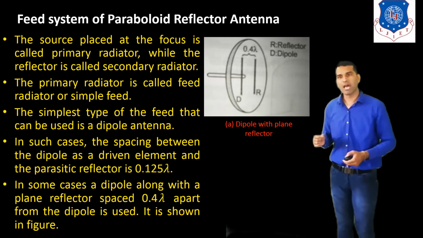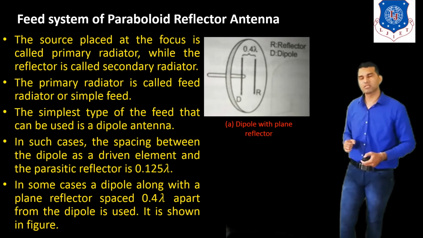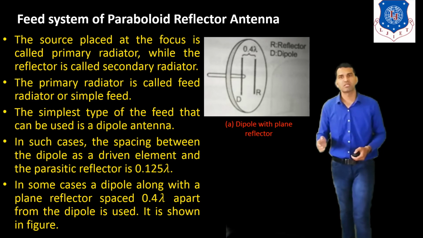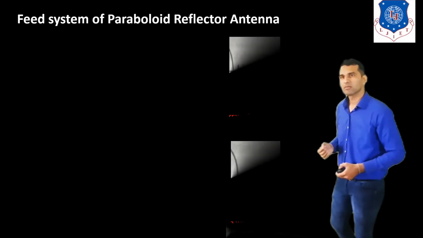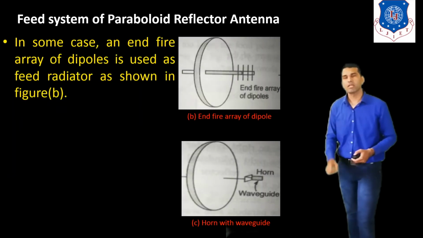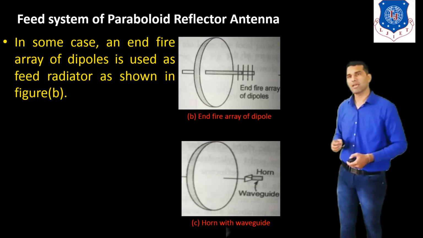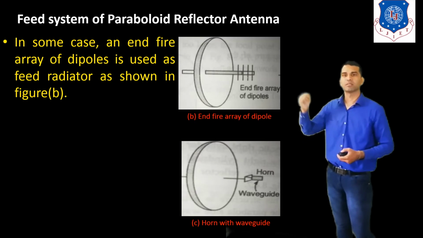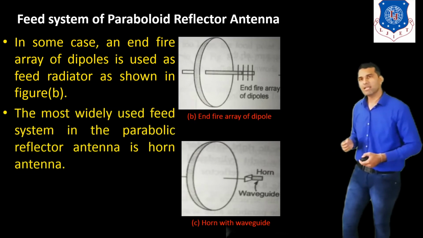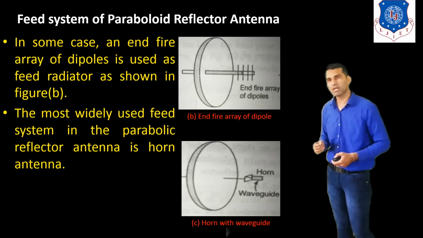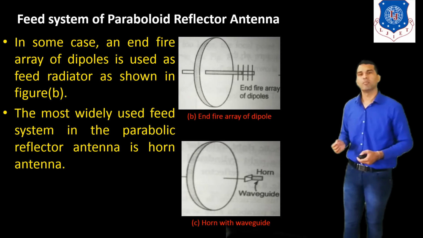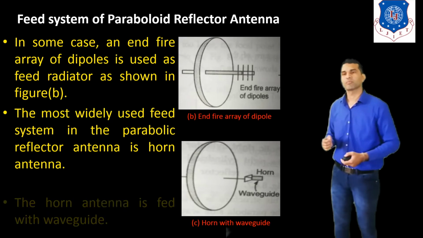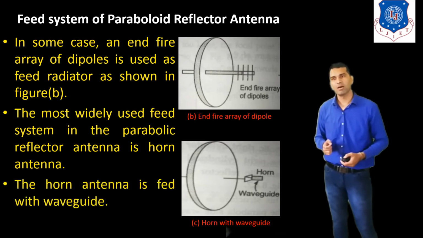In some cases, a dipole along with a plane reflector spaced 0.4 λ apart from the dipole is also used. It is shown in this figure. In some cases, an end-fire array of dipoles is used as a feed radiator, as shown in this figure. The most widely used feed system in the parabolic reflector antenna is the horn antenna. Mostly in dish TV we have seen the reflector with the horn antenna used. The horn antenna is fed with a waveguide.